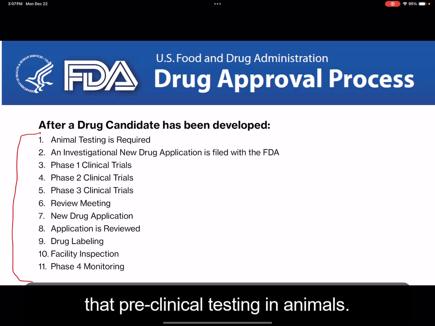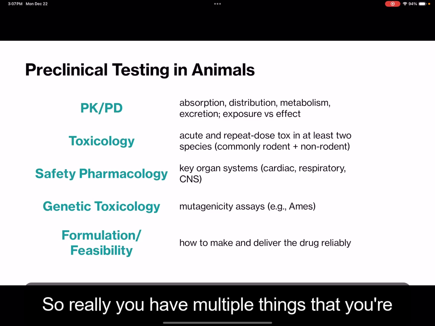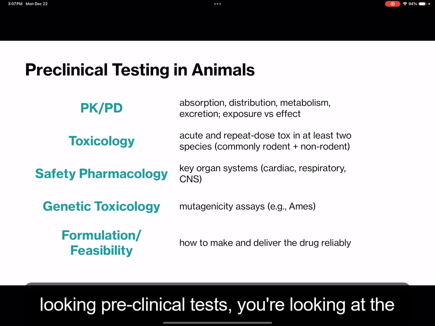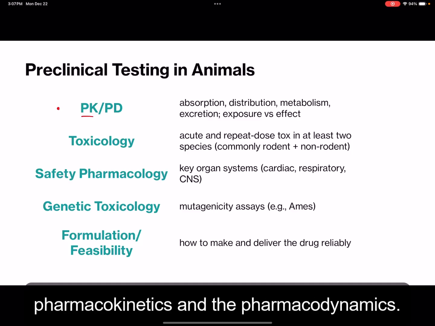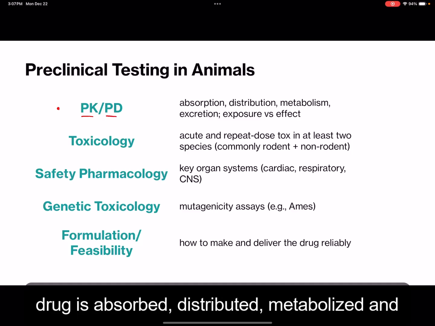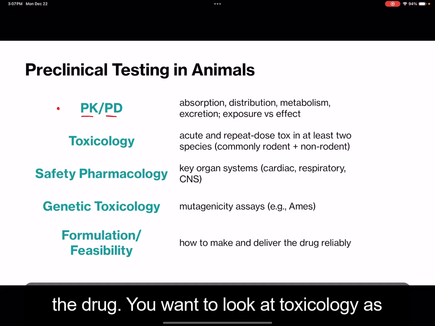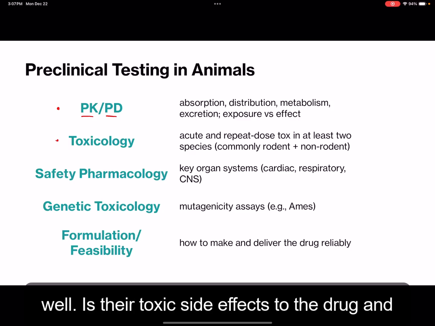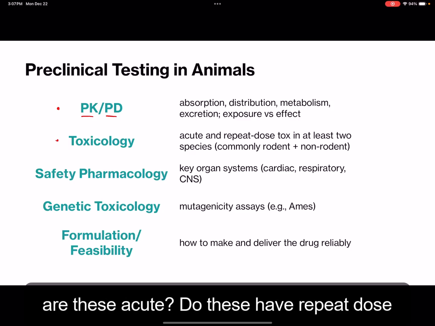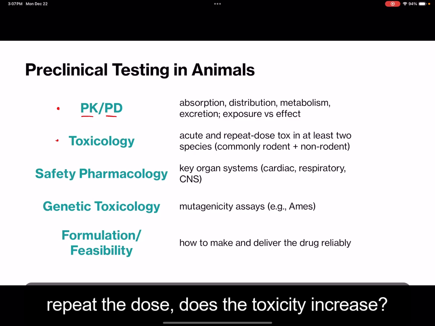So we talked about that preclinical testing in animals. So really you have multiple things that you're looking at in these preclinical tests. You're looking at the pharmacokinetics and the pharmacodynamics. So you're looking at things like how well the drug is absorbed, distributed, metabolized, and excreted, and the exposure versus the effect of the drug. You want to look at toxicology as well. Are there toxic side effects to the drug, and are these acute? Do these have repeat dose toxicity? Like it's fine one time, but if you repeat the dose, does the toxicity increase?